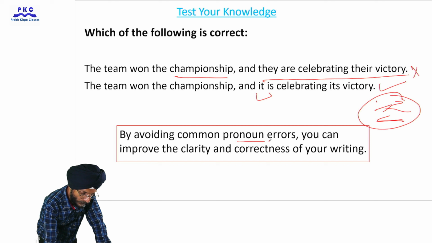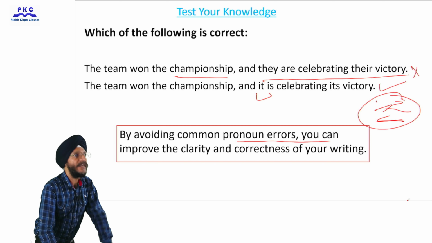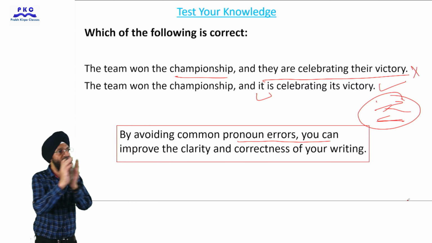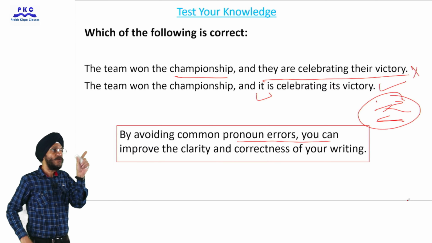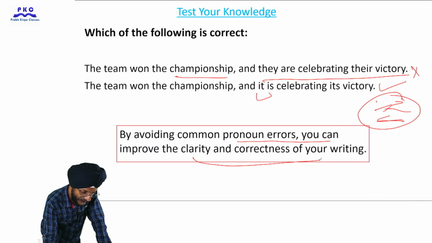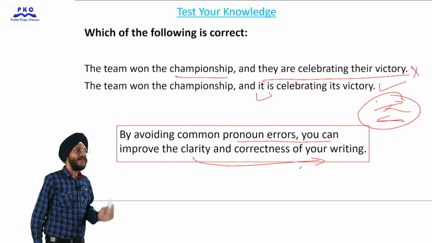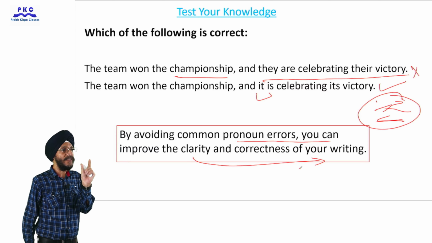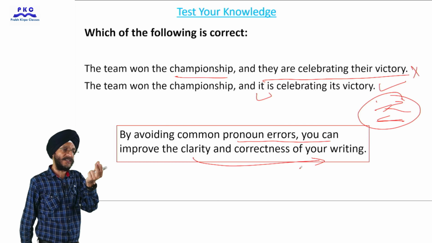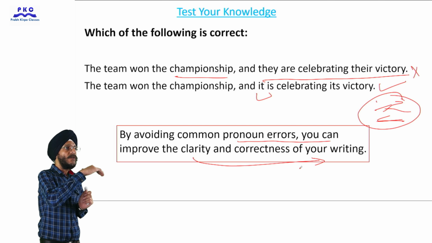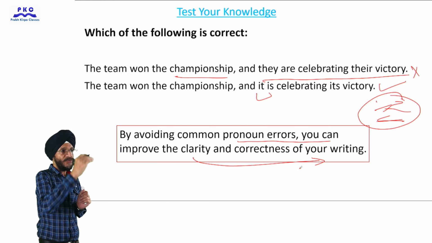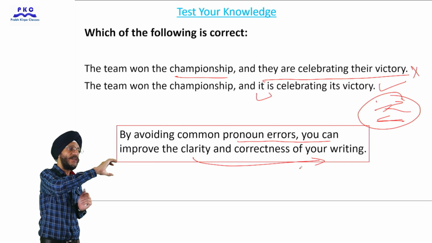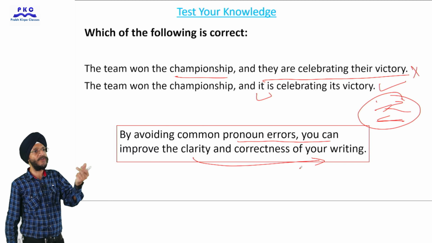By avoiding common pronoun errors, that is in the form of number, gender, first person, second person or third person, you can improve clarity and correctness in your writing, and in this way improve your image in the eyes of others. Because if pronoun errors are there in your writing, it will adversely affect your image in the eyes of others.